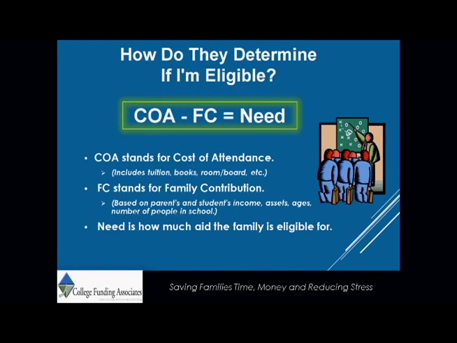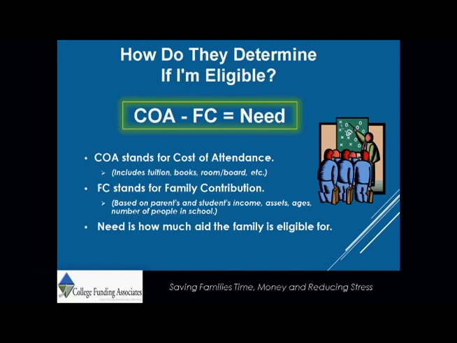But if you're writing this formula down, somewhere near the word need, please write "eligible for." Just because a family shows a need does not mean that they get to come to one of our offices and say, "Hey, Chuck, look, I have a need of $20,000. Are you going to give that to me, or where do I get that?" It doesn't work that way.